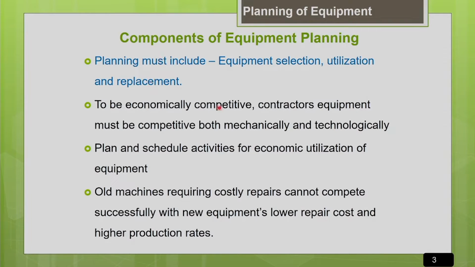To be economically competitive in the construction market, the contractor's equipment must be competitive both mechanically as well as technologically. It is not sufficient that the equipment only meets the functional requirement. It should also be technologically competitive in the market, because there are so many competitive models available which are more technologically advanced and can give you better productivity and lower cost. So our equipment should be competitive both mechanically as well as technologically, giving very high productivity at the lowest possible cost.